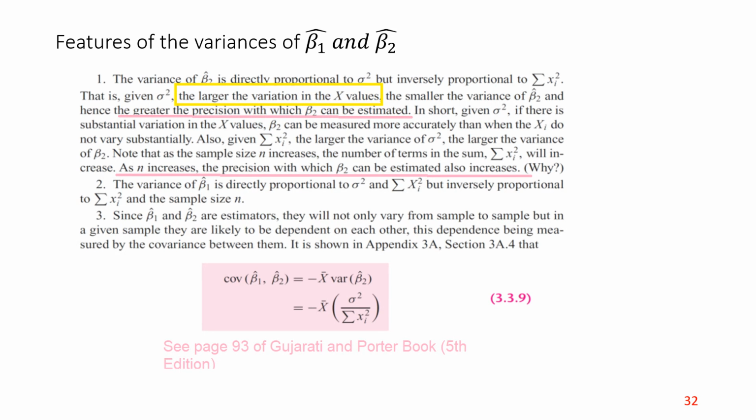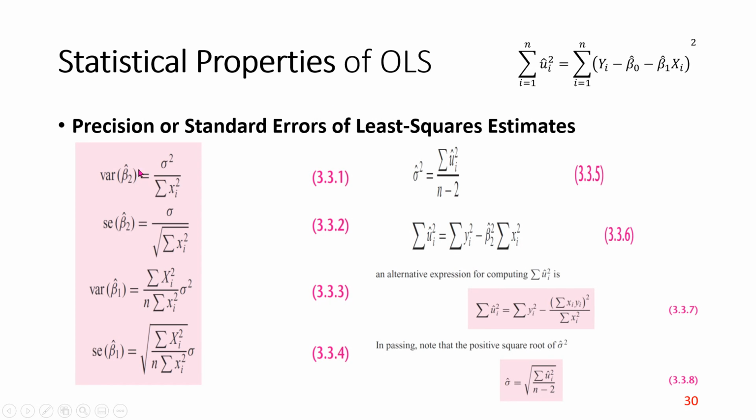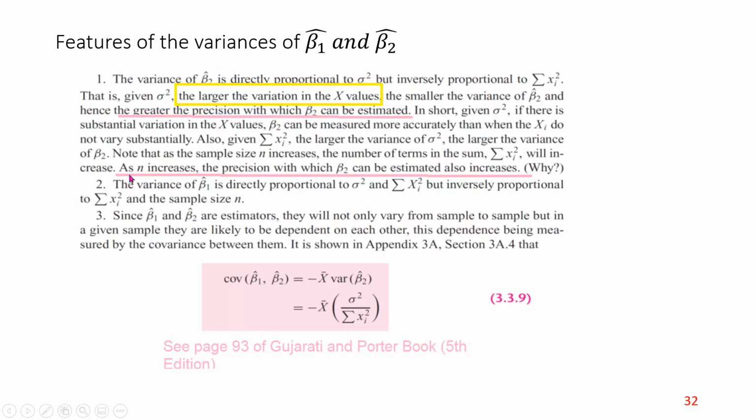Now some important features of the variance of beta 1 hat and beta 2 hat. Let me show the formula for beta 2 hat once. The variance of beta 2 hat is equal to sigma squared over sum of xi squared. That is, sigma squared is directly linked, whereas sum of xi squared is inversely linked with the variance of beta 2 hat. So exactly as written here, the variance of beta 2 hat is directly proportional to sigma squared but inversely proportional to sum of xi squared.